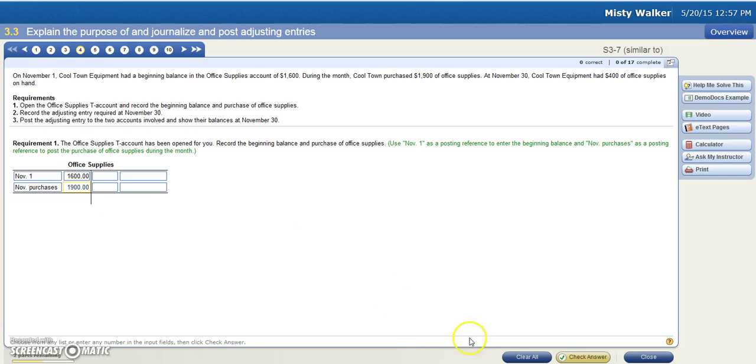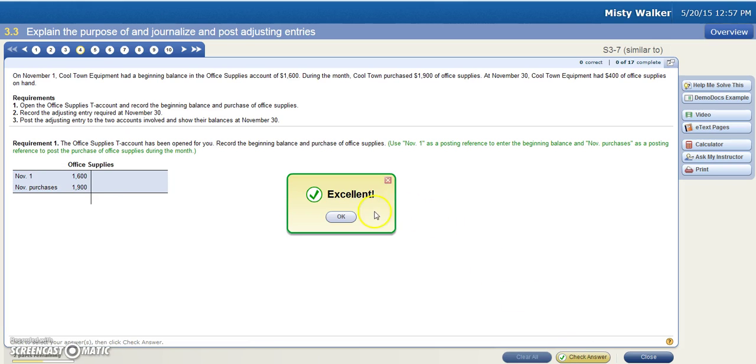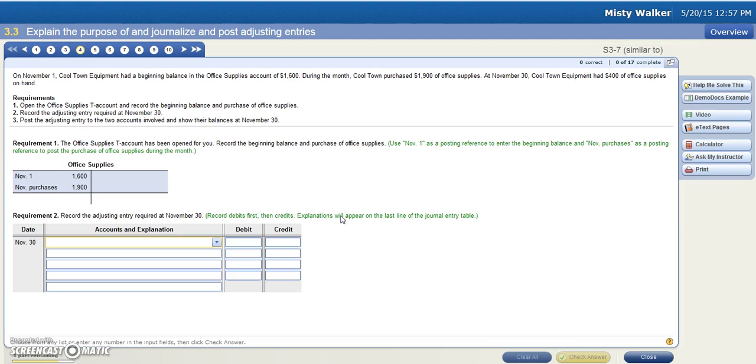So this should be sufficient. I haven't worked in the lab in a little while, so I might have to fix this. Okay, it didn't ask anything. Just wanted to make sure. I was thinking I didn't need to put my adjustment in the ledger until afterwards. So it's asking me to adjust to show that I have $400 in office supplies left as of November 30th.